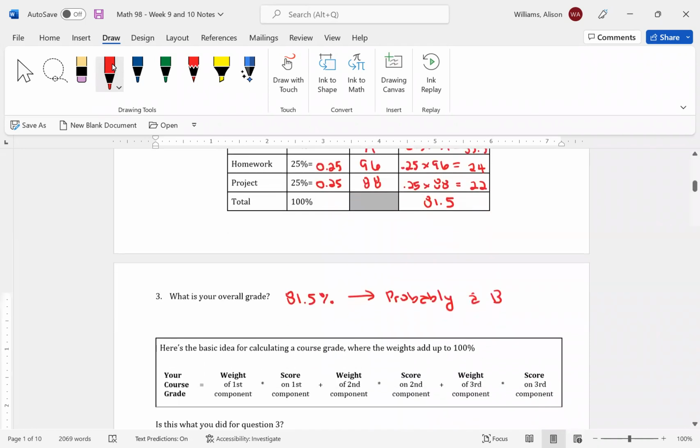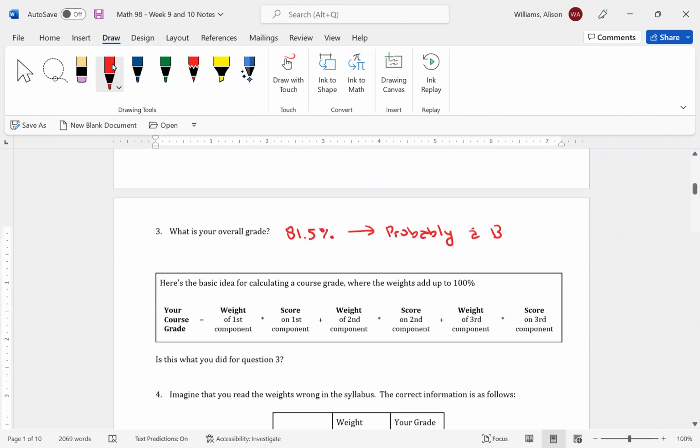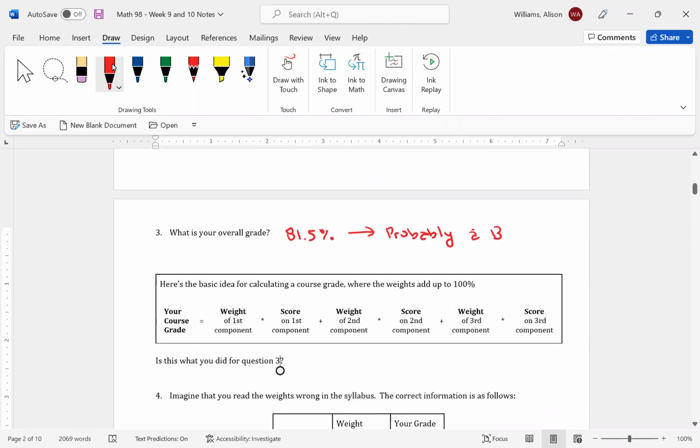So here's the basic idea. To calculate your course grade, you take the weight of the first component times the score on the first component. In this case, our first component was tests. Then the weight of the second component times the score on the second component, so that was the homework for us. And then the third component was the project. Is this what you did for question 3? The answer is yes. We just used a table. Same basic idea, we just did it in a table instead.